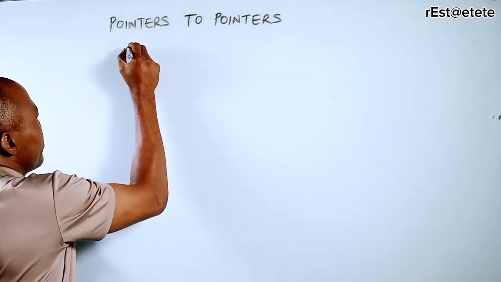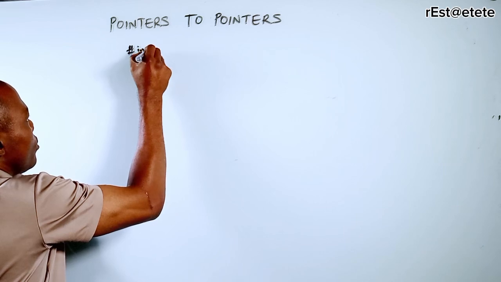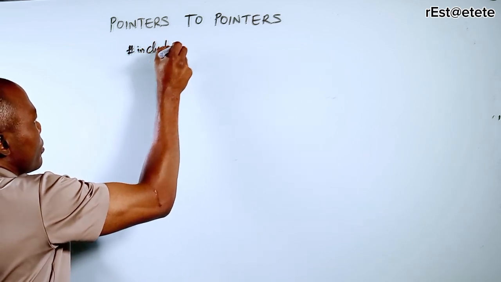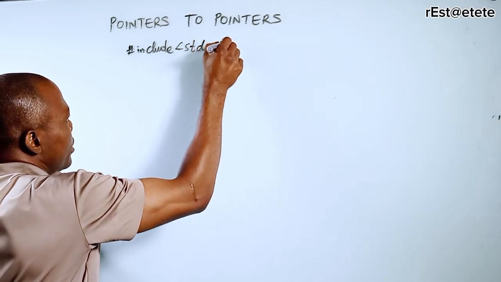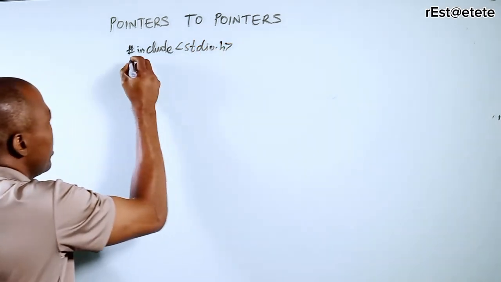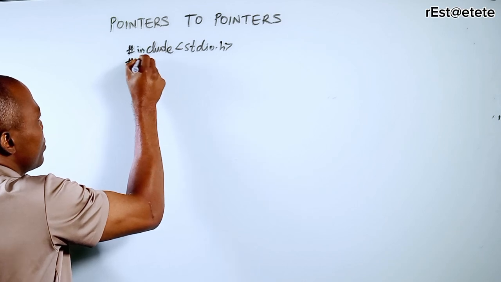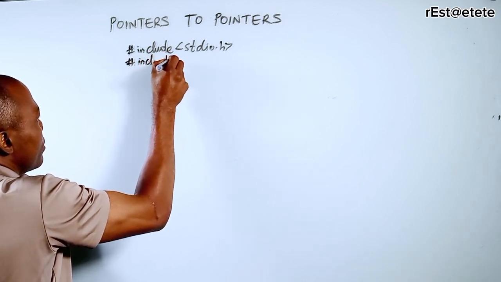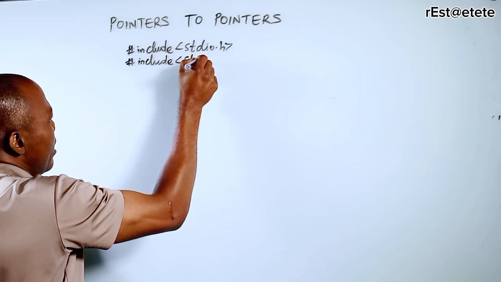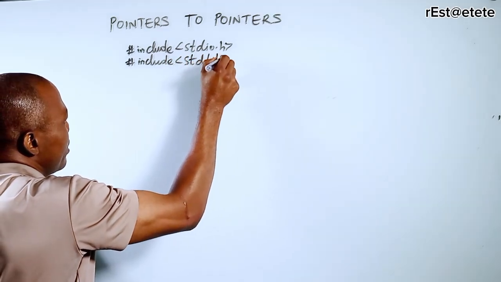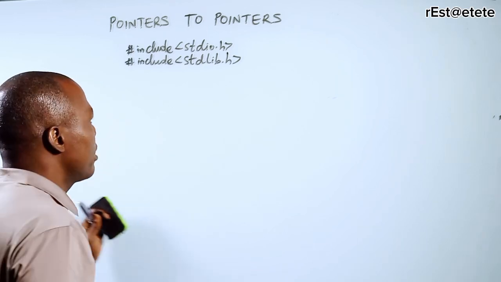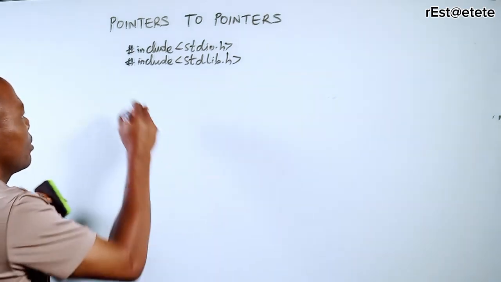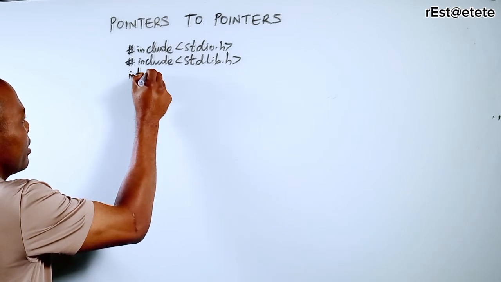I will say include stdio.h for my print function. Then I will also include stdlib.h for my malloc function because I'm going to do dynamic memory allocation. So I'll say int main.